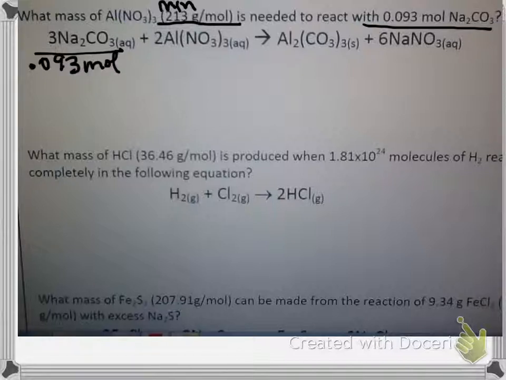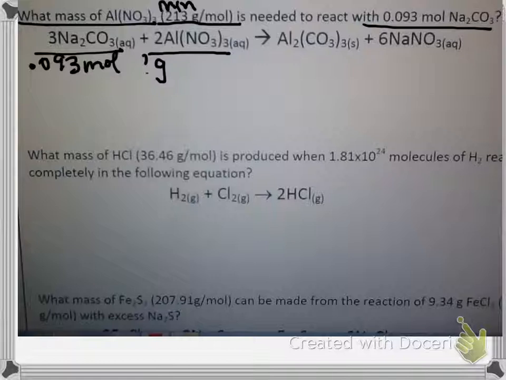What are we asked to find? It says, what mass of aluminum nitrate? That's what we have to calculate. So the mass of aluminum nitrate is the grams of aluminum nitrate. So here is our unknown, actually. It's how many grams of aluminum nitrate do we need to react with this many moles of sodium carbonate.